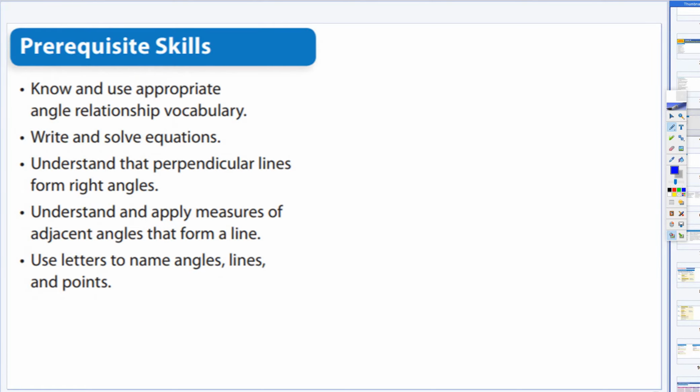Prerequisite skills. Know and use appropriate angle relationship vocabulary. Write and solve equations. Understand that perpendicular lines form right angles. Understand and apply measures of adjacent angles that form a line. Use letters to name angles, lines, and points.